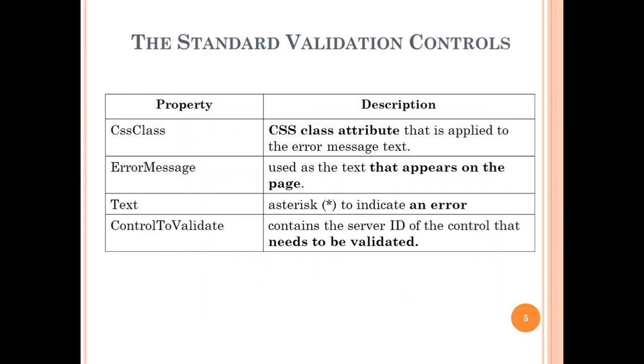Then, standard validation: here we have to fix some of the properties for validation controls. The first property is CSS class, which gives the style to your error message. Then you have to give the error message property, which is the message that appears on your page. Text also indicates an error. Control to validate is an important property; here you have to fix which control needs to be validated. These are the important properties while checking the validation controls.